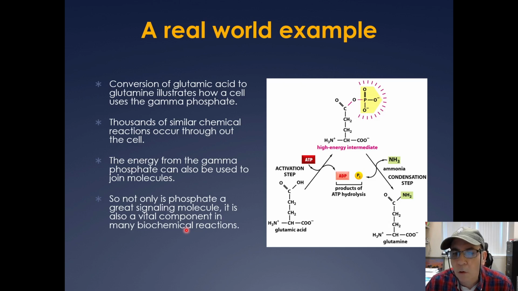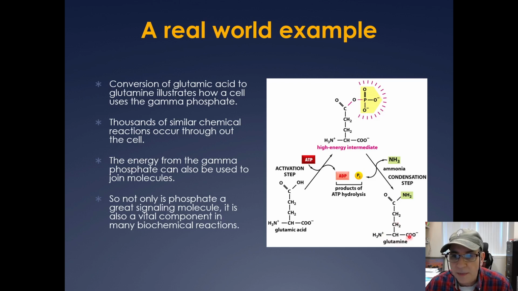Here's a real world example of that, where you can go from glutamic acid to glutamine. These are very similar. Glutamic acid has a carboxylic acid on the end, and glutamine has a free amine over here. What ends up happening is you take glutamic acid, ATP is converted to ADP, and the phosphate gets added, and you have this high energy intermediate. Then ammonia can come in and displace the inorganic phosphate, yielding glutamine.